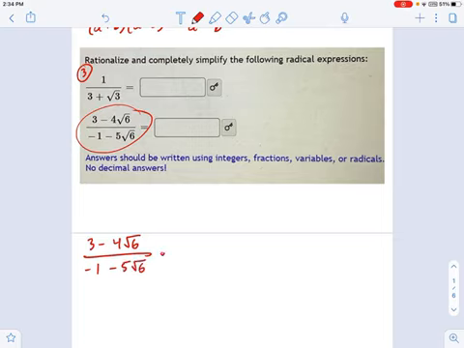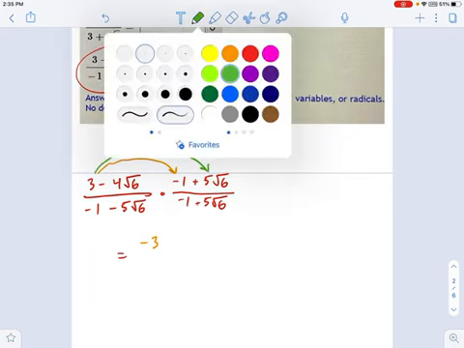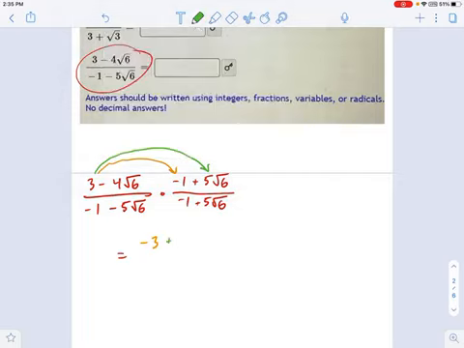And what's the crazy one we're going to pick? Well, it's going to be the conjugate, which is negative 1 plus 5 radical 6, and negative 1 plus 5 radical 6. Remember, it has to be the same on top and bottom to be a crazy one. And now, what do we get? We'll go in order. So 3 times negative 1, let me use arrows, 3 times negative 1 is going to be negative 3. And 3 times 5 radical 6 is going to be 15 radical 6.